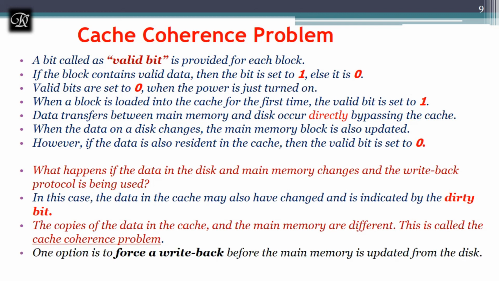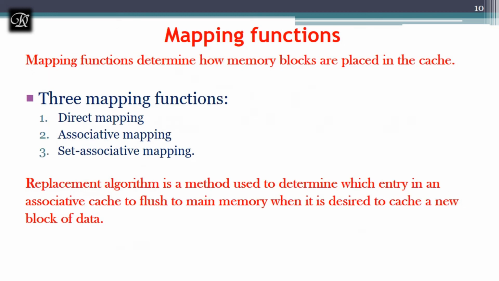One option for this is to force the write back before the main memory is updated from the disk. What we are going to do is, whenever we are updating the RAM, we have to have a technology, a code, that is the write back protocol. It has to update even the cache memory if that respective block is there in the cache. If we do that, we can avoid the cache coherence problem.